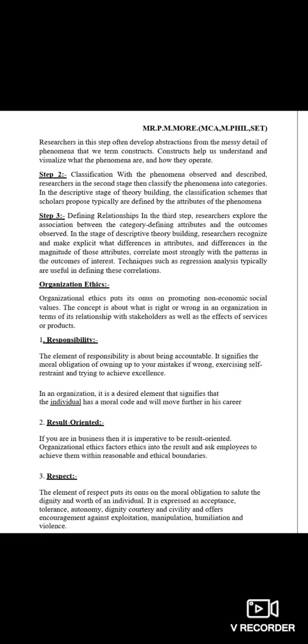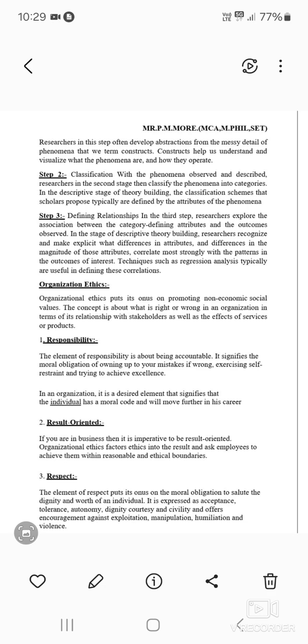Step 2, classification of the phenomenon observed and described. Researchers in the second stage then classify the phenomenon into categories. In the descriptive stage of theory building, the classification schemes that scholars propose typically are defined by the attributes of the phenomenon.